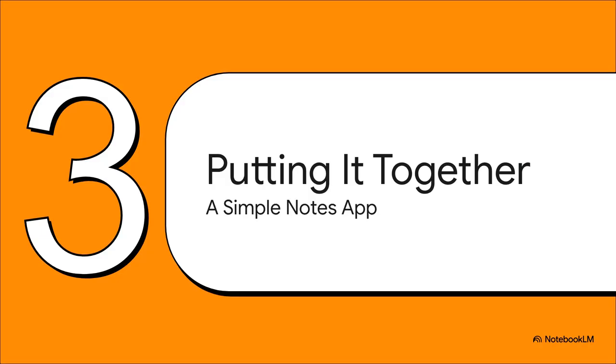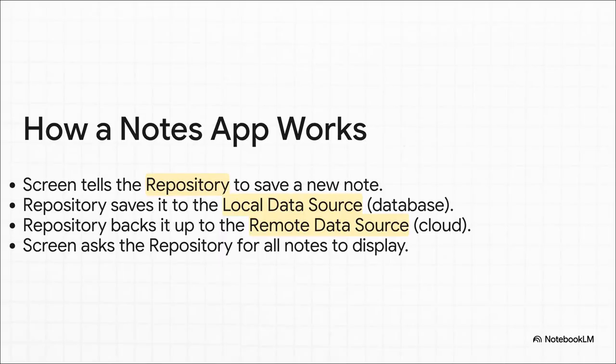Okay, let's put our professional kitchen to the test with a real-world example. We're going to see how this exact structure powers a kind of app you've definitely used before, a simple notes app. So here's how it works. You type up a new note on your screen. The screen itself doesn't know how to save it. Its job is way simpler. It just hands the note to our head chef, the repository, and says, hey, save this for me.